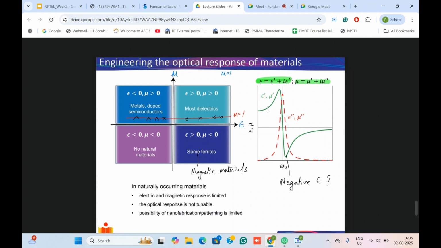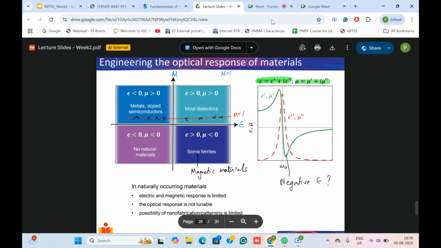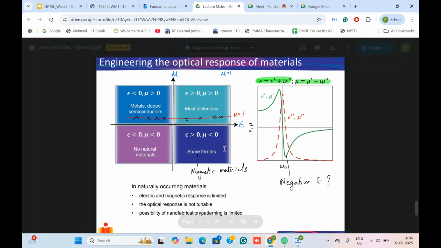In this scenario, the category is most, so most dielectrics lie in this category only. That is, we have some positive epsilon and some positive permeability. Then if there are some materials where epsilon becomes negative but permeability is greater than 0, it means there are some metals. So this condition is satisfied by the metals. So metals or some doped semiconductors come along this category.